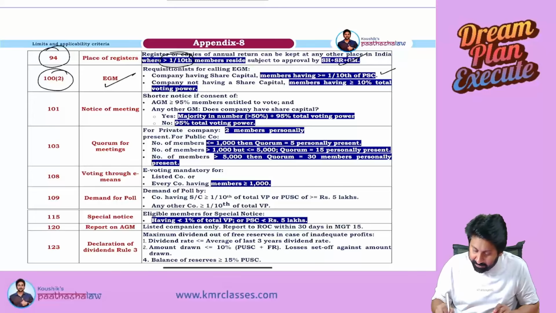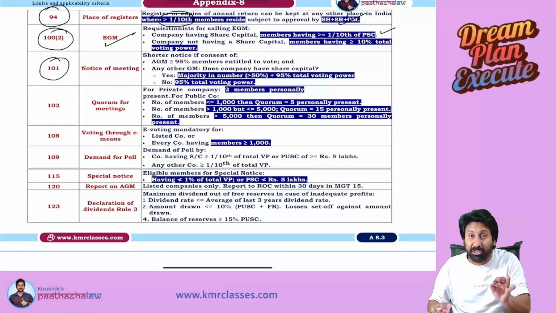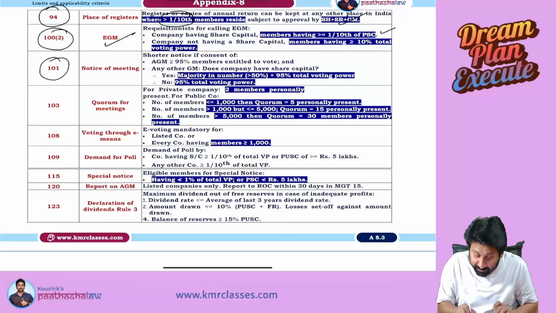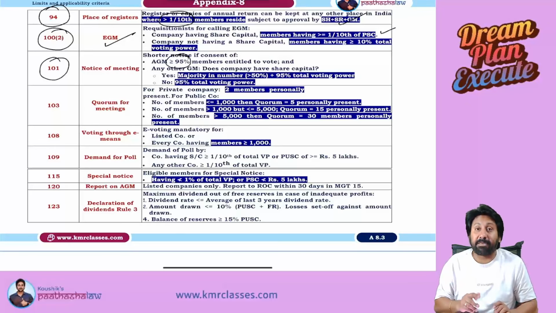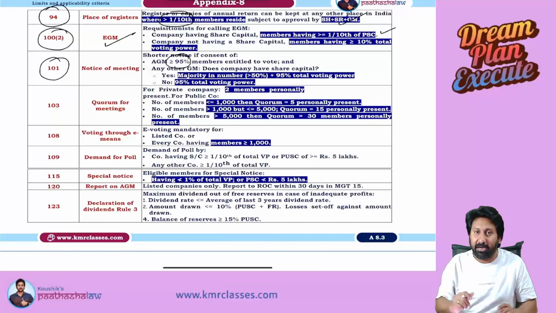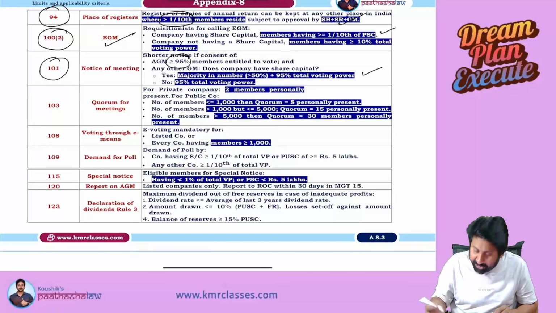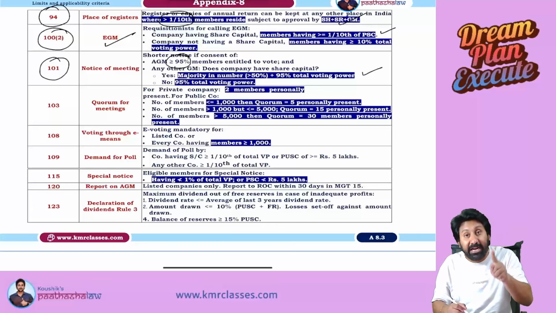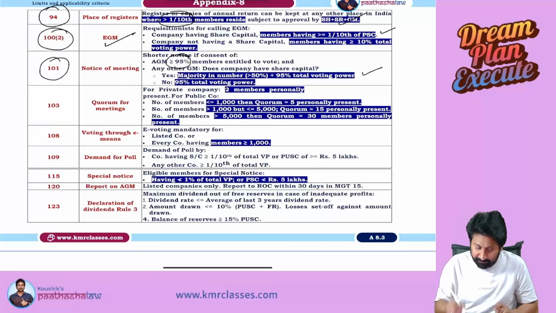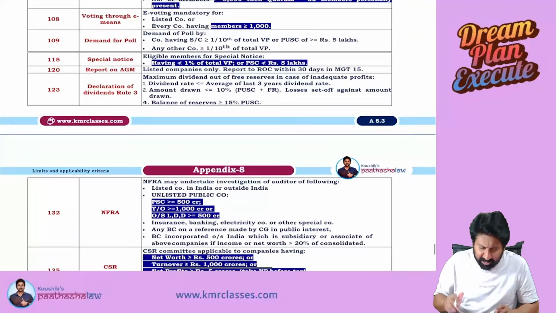Okay. Next, notice of a meeting. Whenever shorter notice must be given, if it is an AGM, more than or equal to 95% of the members head count, okay, not share capital held. But if it is an EGM, dual approval is required. First, majority should approve and they should hold 95% of the total voting power. Next, quorum. Quorum, you know already, this is a small one.